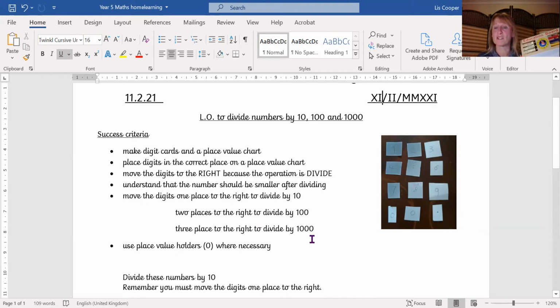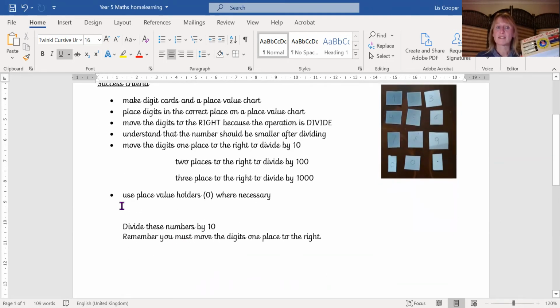Look at the number of zeros. It matches the number of places that you need to move the digits, okay? And lastly, use place value holders. That's a zero. That's what a place value holder is where necessary. That means when you need to.